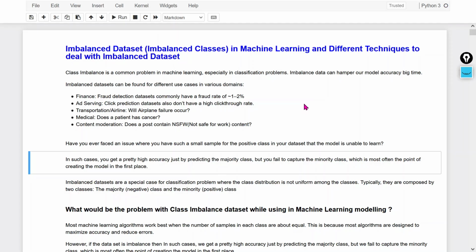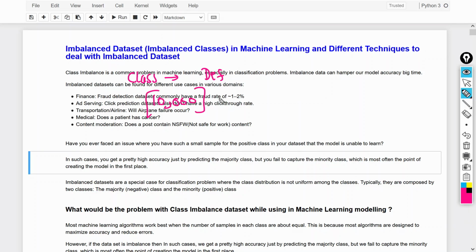Today I am going to discuss the imbalanced data set in machine learning and how to deal with the imbalanced data set. So let's check. I want to create one classification model which can detect whether a person is a credit card defaulter or not. For that I have 10,000 samples.